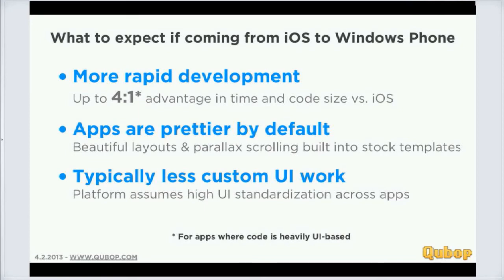So your apps are very pretty by default. The default templates are beautiful. You get a lot of really sexy OpenGL features like parallax scrolling and various layers, and all this stuff just kind of works without real programming. So you get a lot of nice stuff for free.